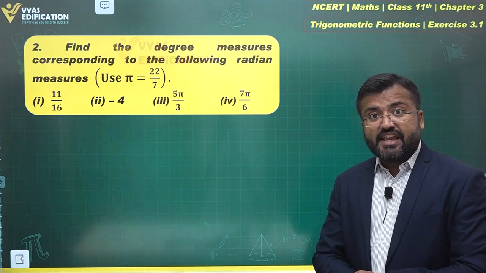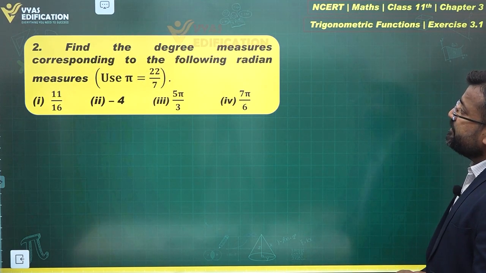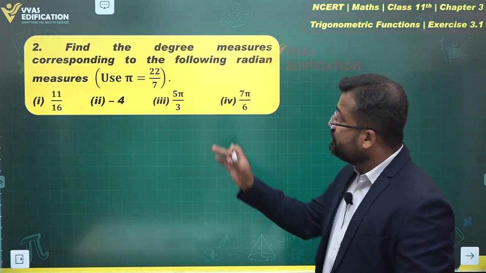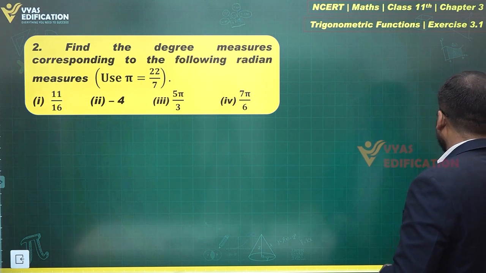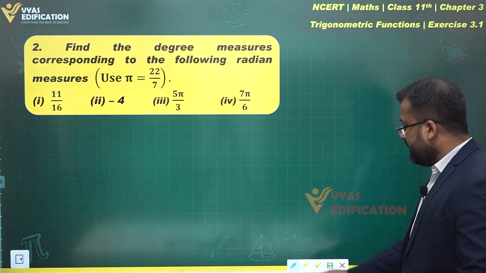So what does the next question say? Let's take a look at this. Find the degree measures corresponding to the following radian measures. Use pi equals 22/7. Okay, let's do it. We'll use pi equals 22/7. This is an approximation, yes.